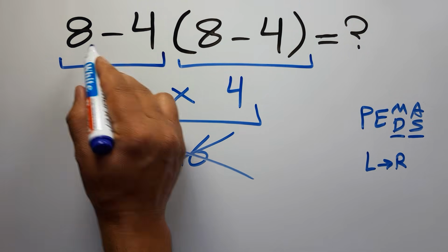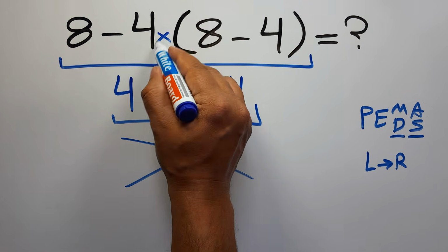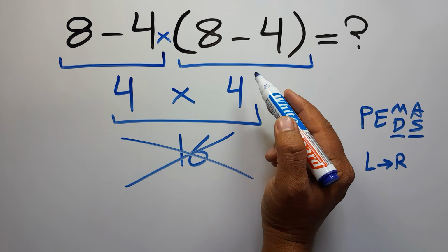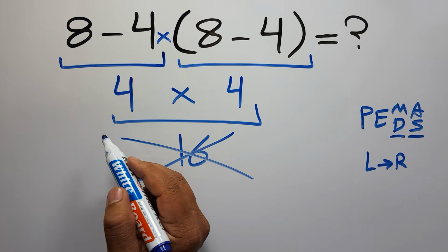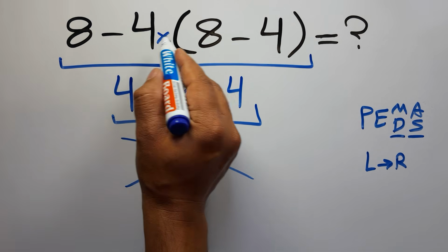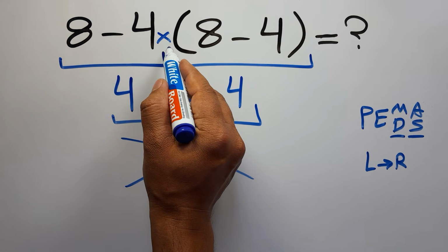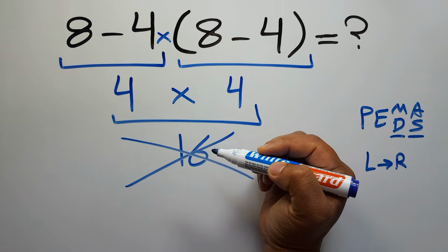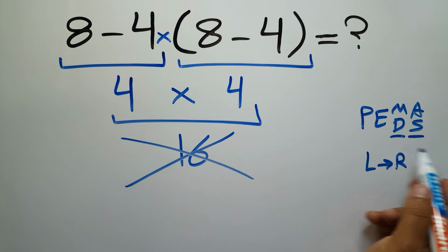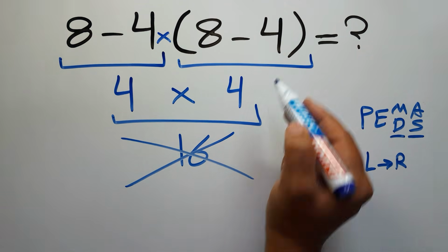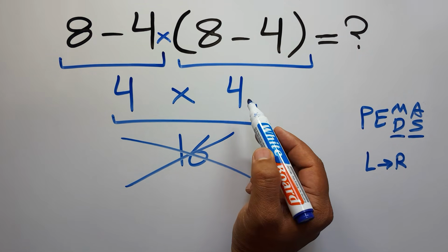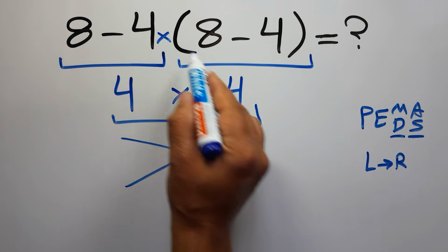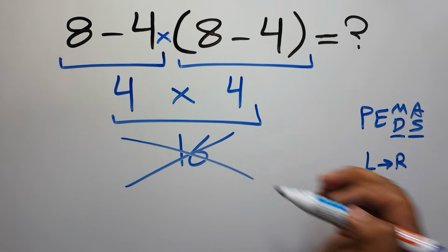In this expression, we have one subtraction, one multiplication, and one parenthesis. Inside this parenthesis, we have one subtraction. Here we have a multiplication because in mathematics, when a number is placed next to parentheses, it means multiplication. And we usually don't write the multiplication sign for brevity. Okay, so according to PEMDAS, first we have to do this parenthesis, then this multiplication, and finally this subtraction. If we do this subtraction before this multiplication or this parenthesis, it is wrong.